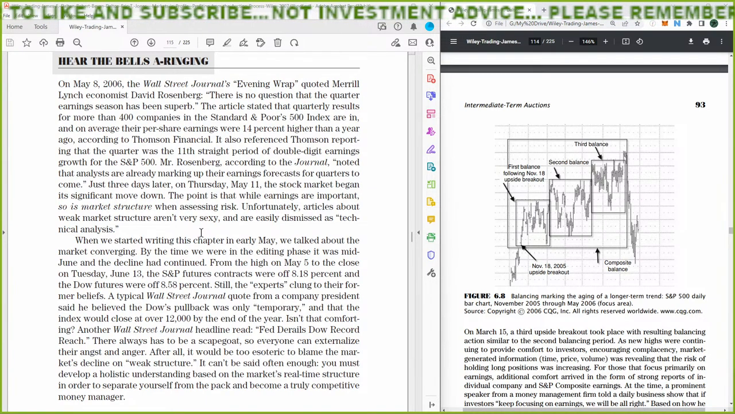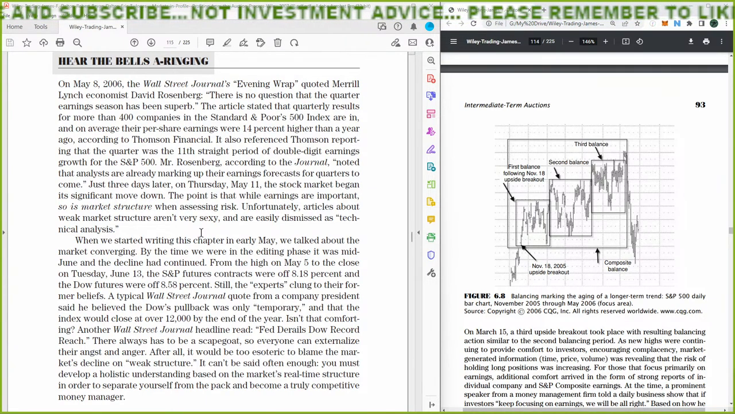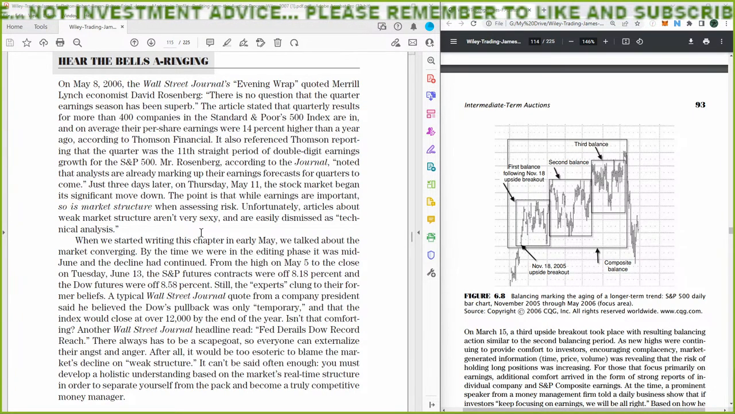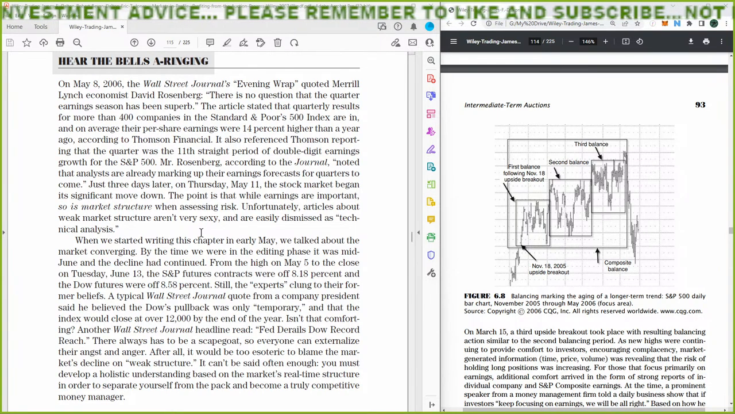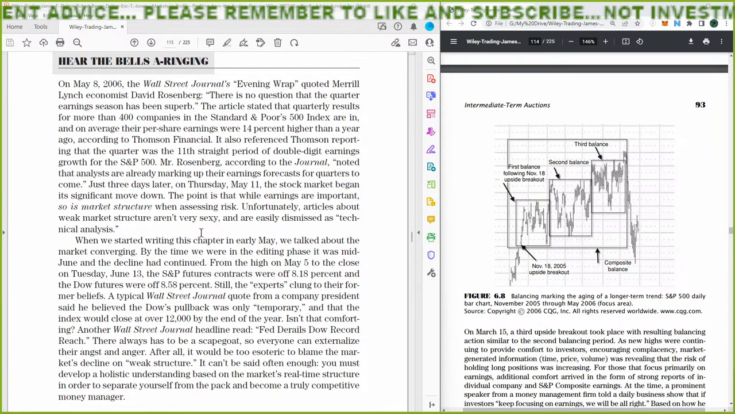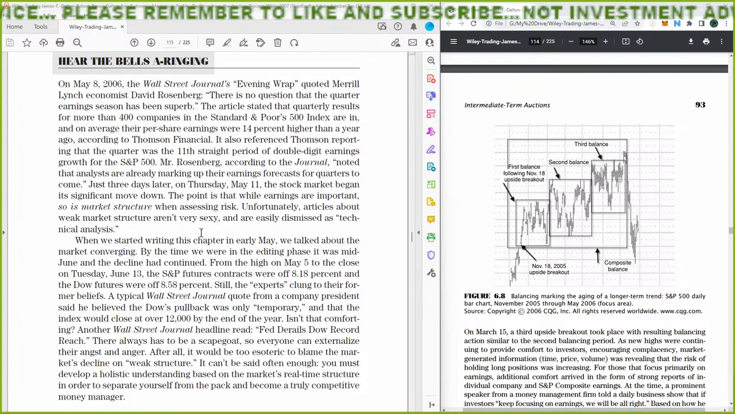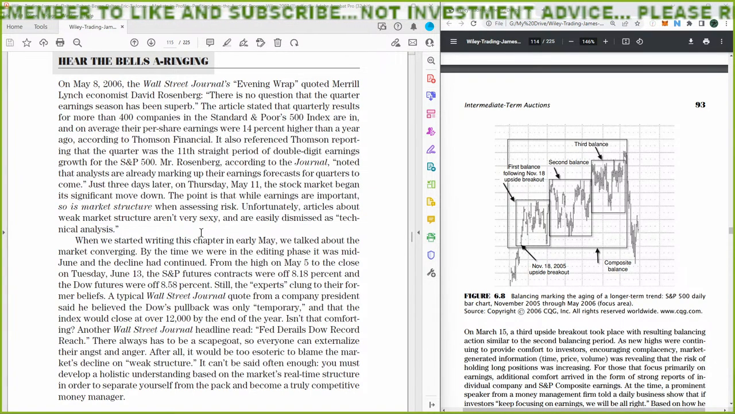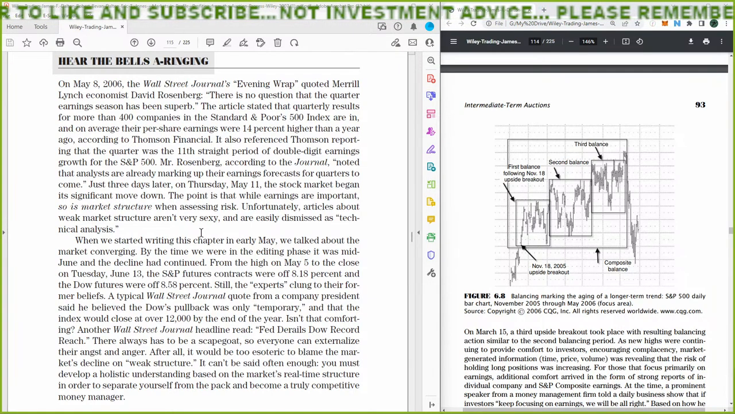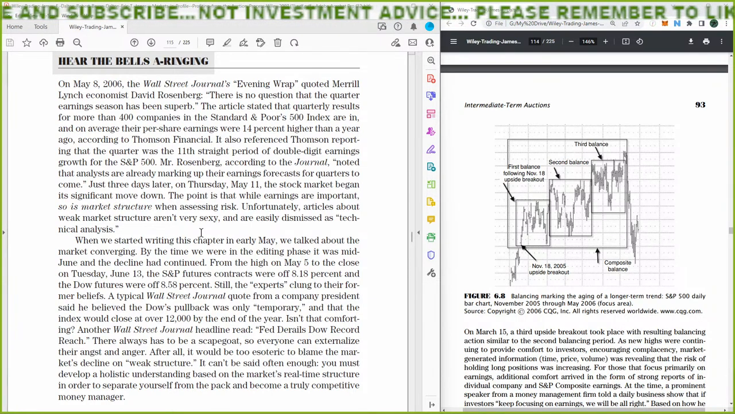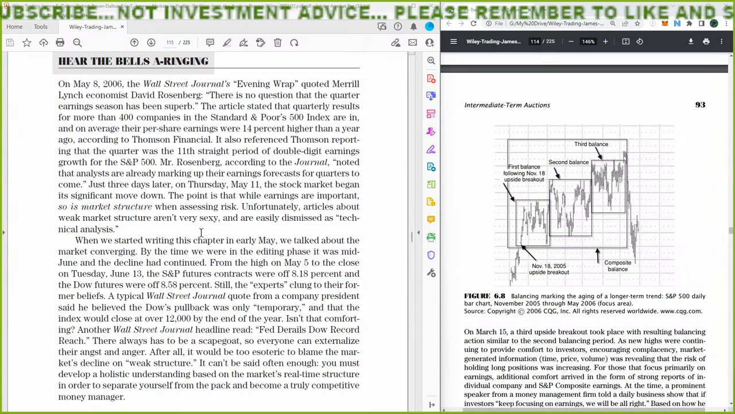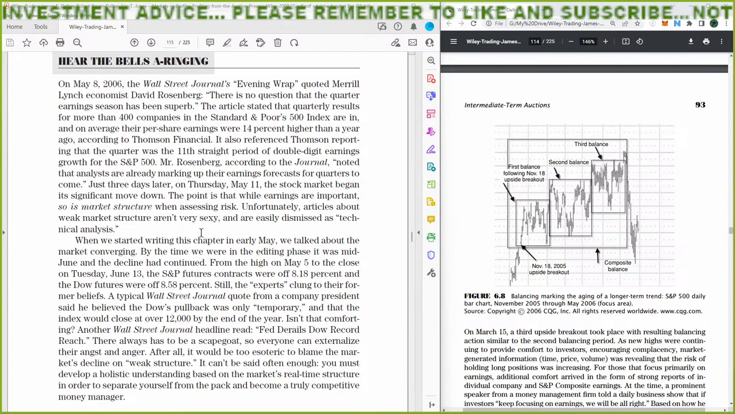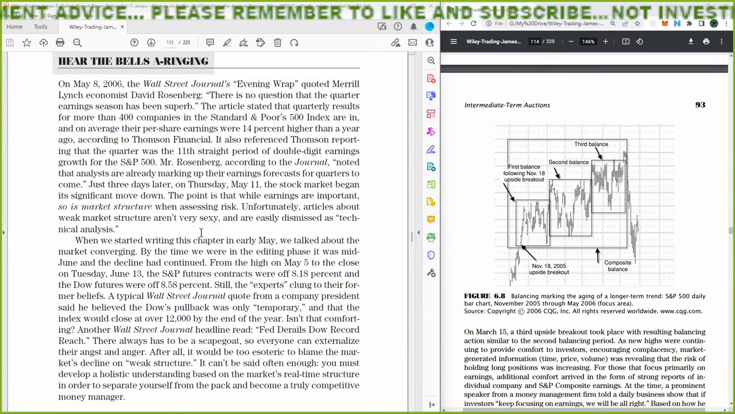On May 8, 2006, the Wall Street Journal's Evening Wrap quoted Merrill Lynch economist David Rosenberg, "There is no question that the quarter earnings season has been superb." The article stated that the quarterly results for more than 400 companies in the Standard & Poor's 500 index are in. On average, their per-share earnings were 14% higher than a year ago, according to Thomson Financial.